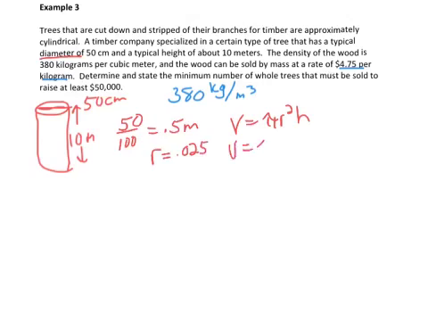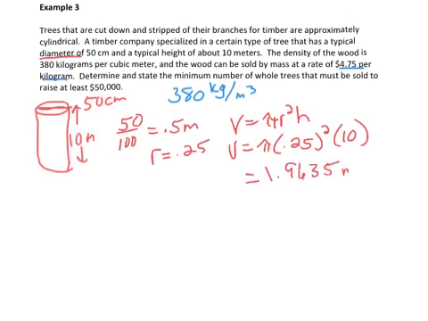Alright, so the volume calculation, pi times 0.25 squared times 10. Everything is in meters, so my units are good. And when I calculate that volume, I get approximately 1.9635 cubic meters. Alright, I take that answer, I put it into my density problem.